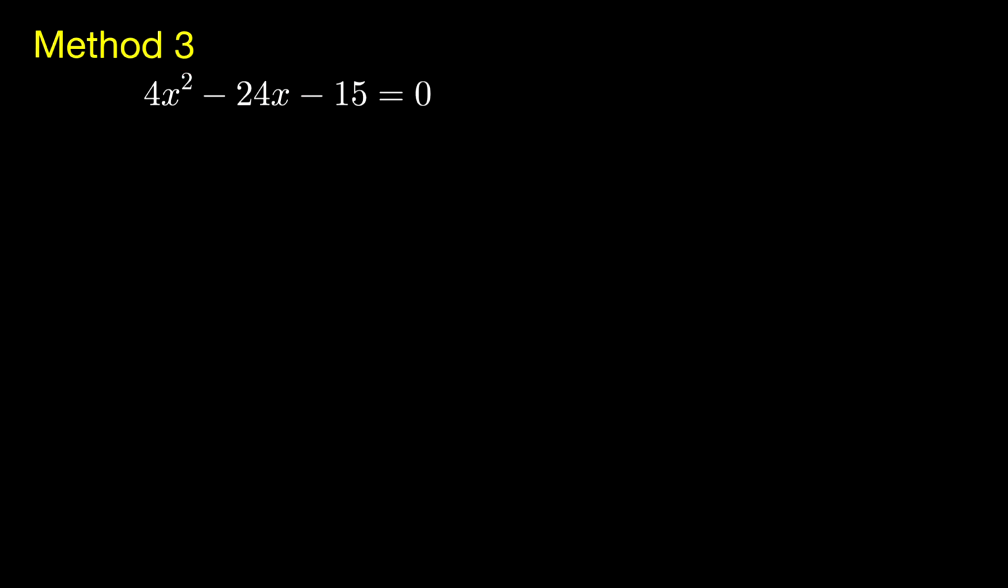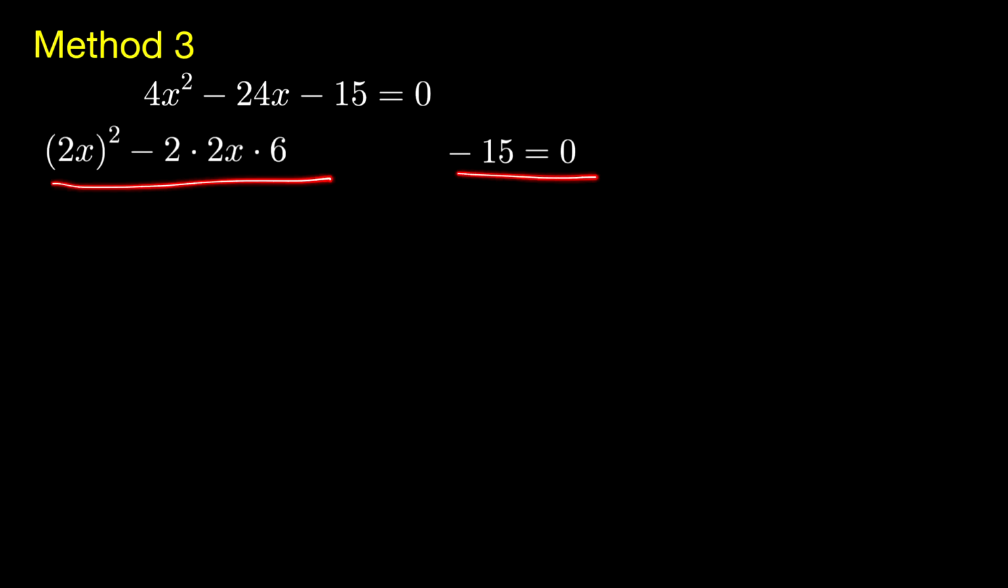In this case, we're going to write our equation first in this form. Why am I writing it in this form? So again, in this case, 4x squared can be written as the square of 2x. And then negative 24x can be written as negative 2 times 2x, which is negative 4x, times 6, that is negative 24x. And then here is the minus 15, and then equal to 0.